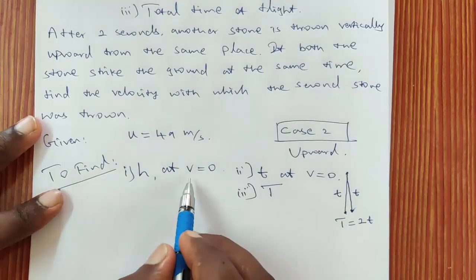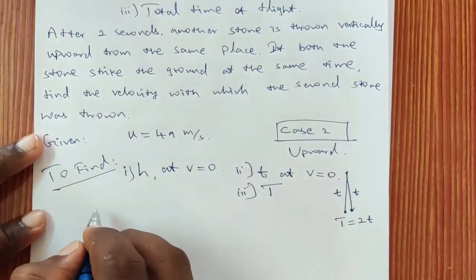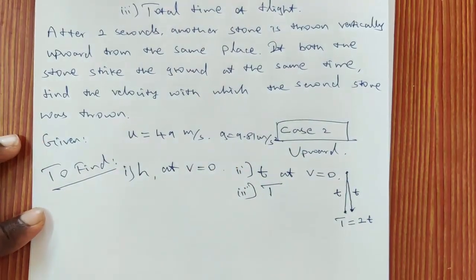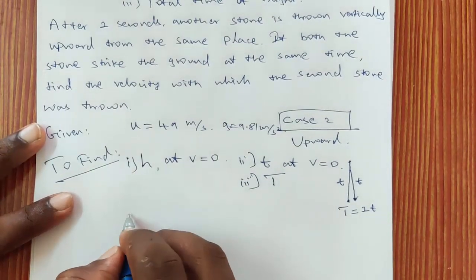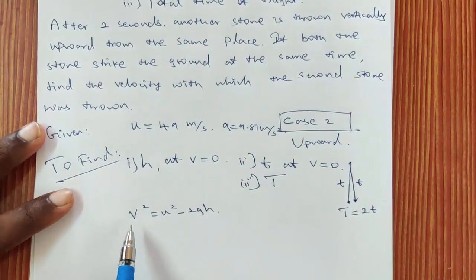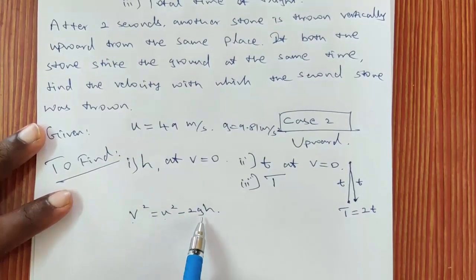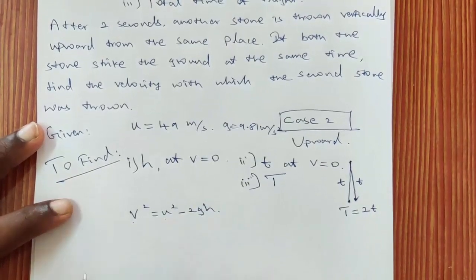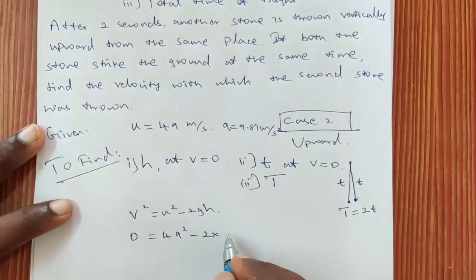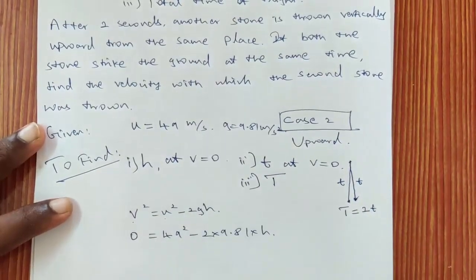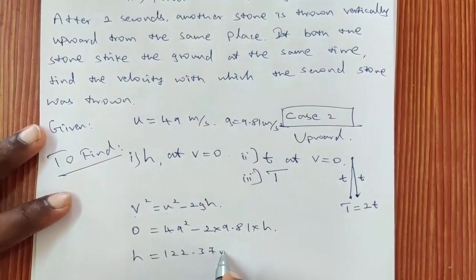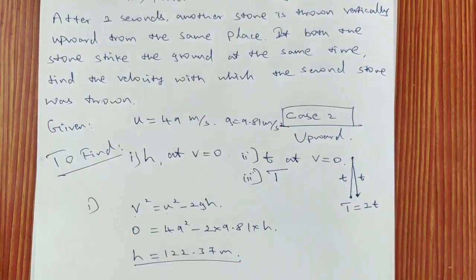So in this problem we have the velocity value and u value. Also we know that g is equal to 9.81 meter per second square. If you use the third equation, that is v square is equal to u square minus 2gh, we have the value for v, u and g. The only unknown value is h. So we can substitute the values. So v is 0, u is 49 square minus 2 into 9.81 into h. If you solve this equation, you will get h is equal to 122.37 meter. So we have calculated the value of h.